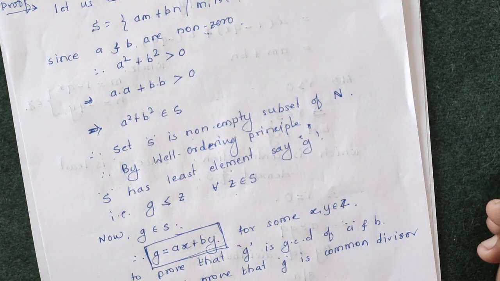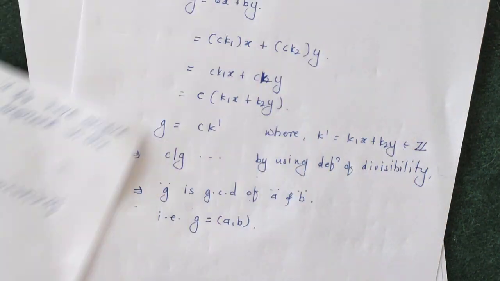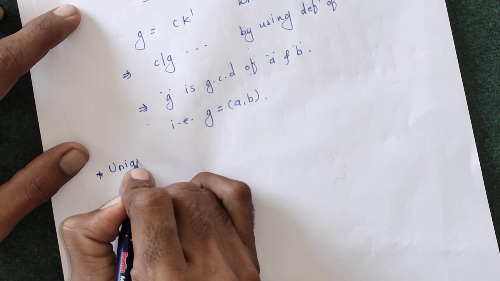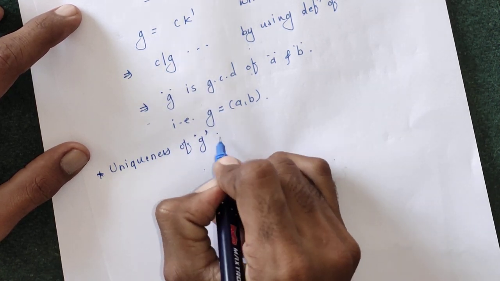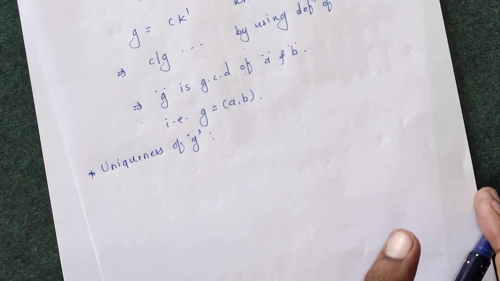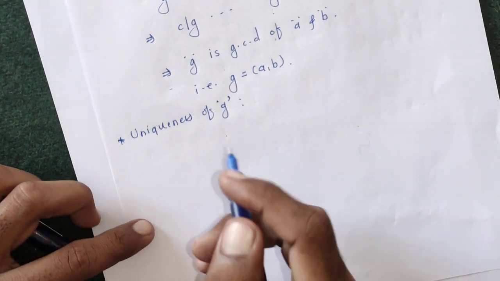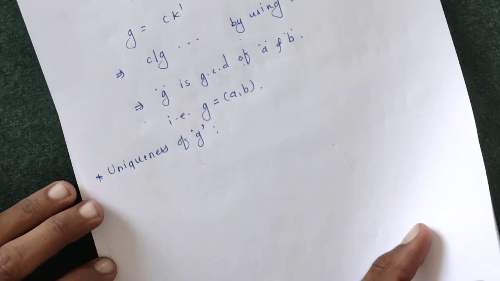Now, to prove the uniqueness of g, suppose there exists another GCD g prime of a and b. Similarly, we proved the uniqueness of q and r in the division algorithm by taking two pairs of q and r, and here we are going to prove the uniqueness of g by taking another GCD, g prime.